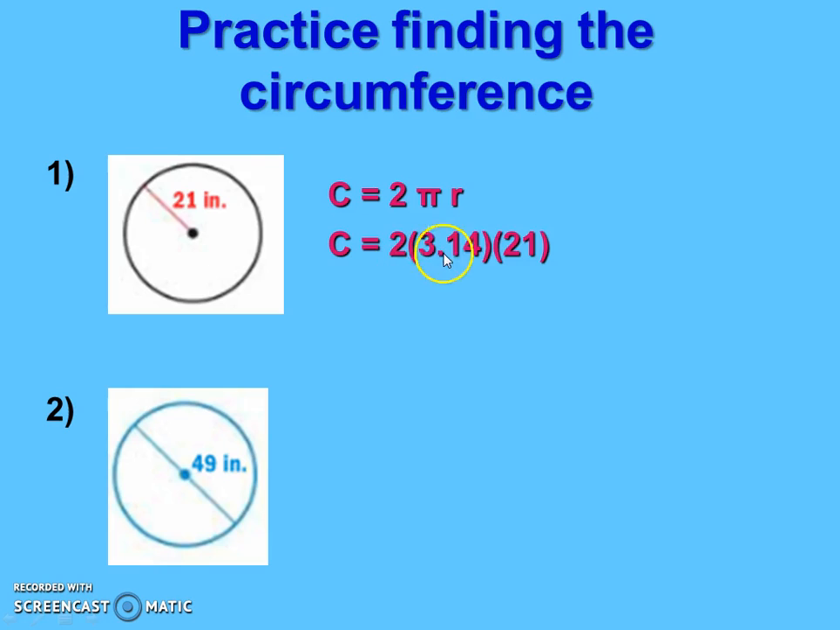So now this is just all getting multiplied together. You can type that in in one shot on your calculator. So 2 times 3.14 times 21. And that's going to give us approximately 131.88 inches.